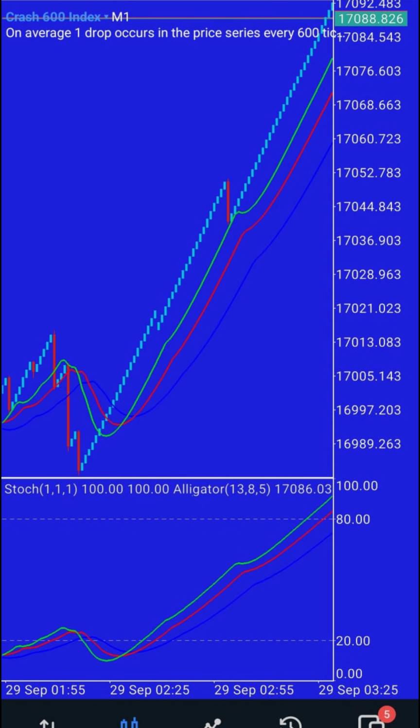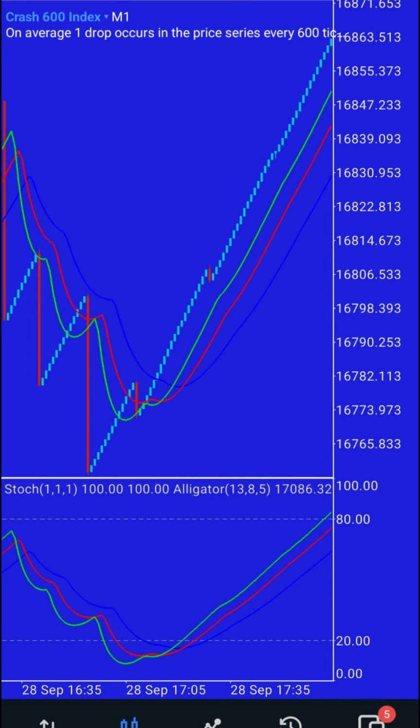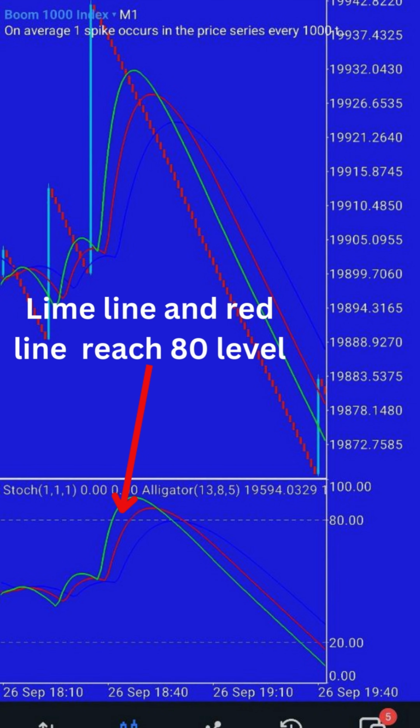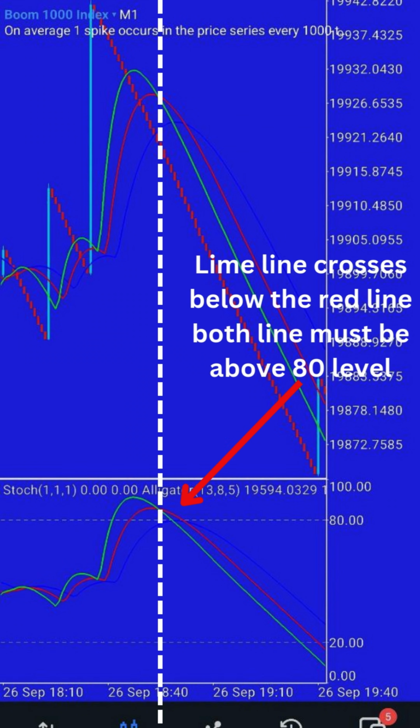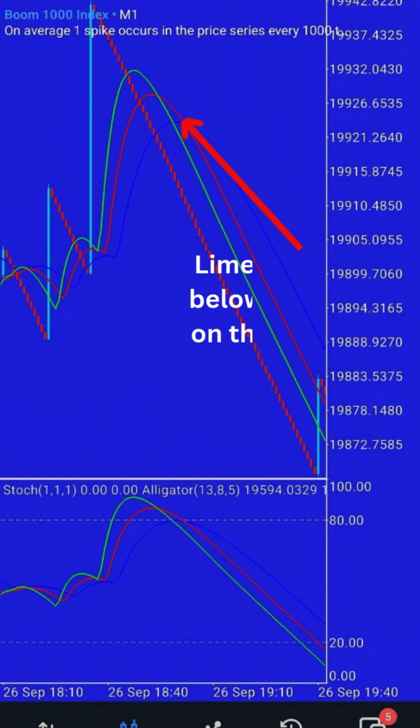How to trade the strategy, Boom Index. Let's start with Boom, where we'll be focusing on selling and targeting the small red candles. Here's the conditions. 1. Wait for the lime and red lines on the stochastic oscillator to reach the 80 level. 2. The lime line should cross below the red line while both are still above the 80 level.